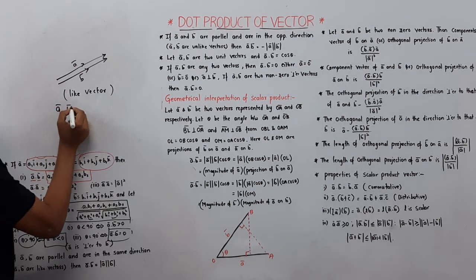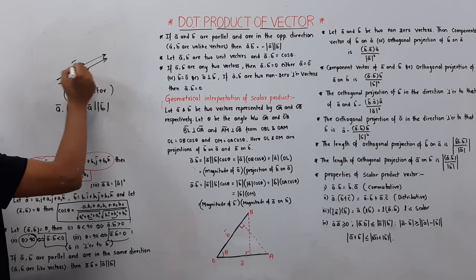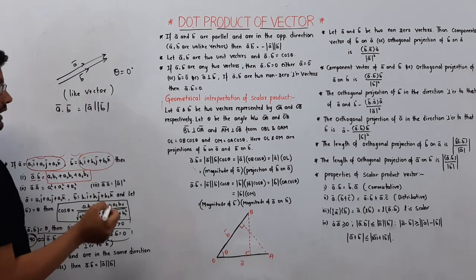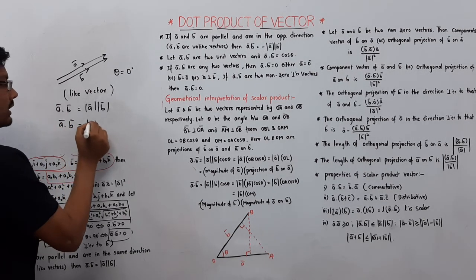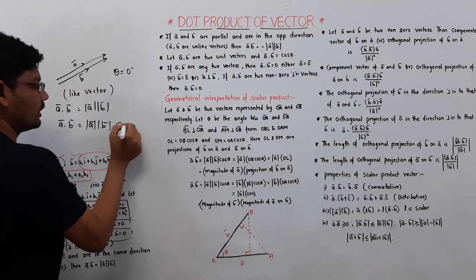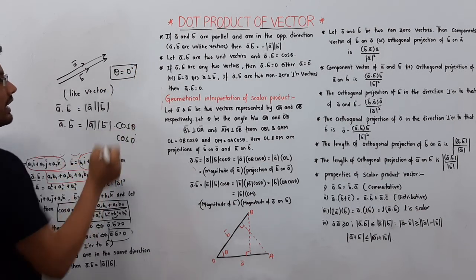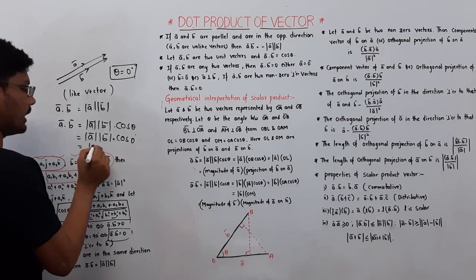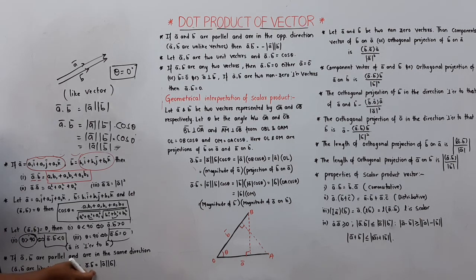Then A bar dot B bar is equal to mod of A bar times mod of B bar. Why? Because if they are parallel, the angle between these two vectors is theta equal to 0 degrees. We have the formula A bar dot B bar equals modulus of A bar into modulus of B bar cos theta, where cos theta is cos 0, which is 1. So A bar dot B bar is equal to modulus of A bar and modulus of B bar.